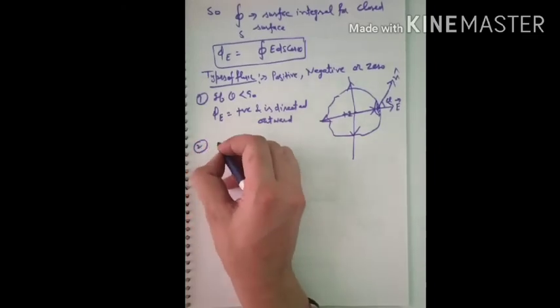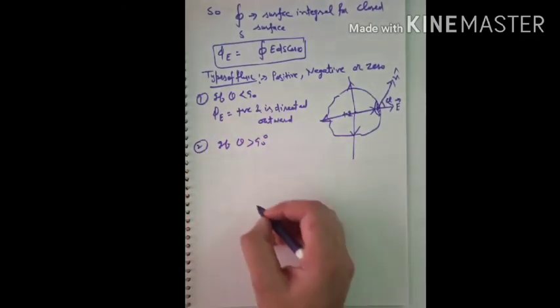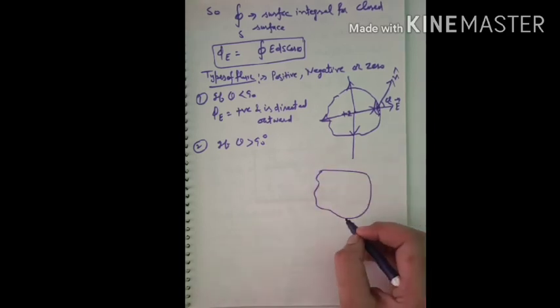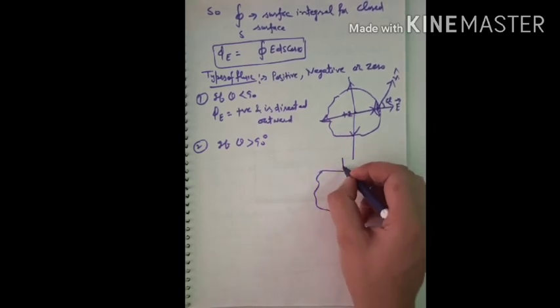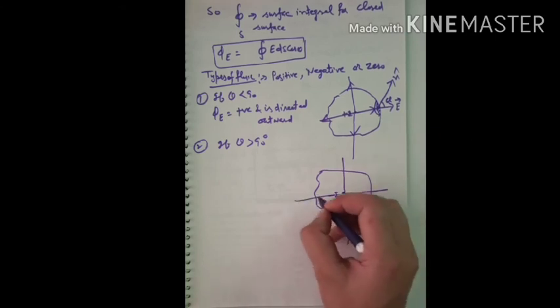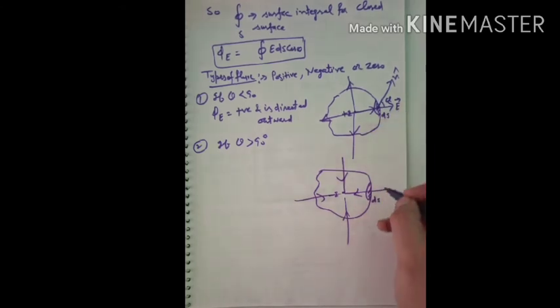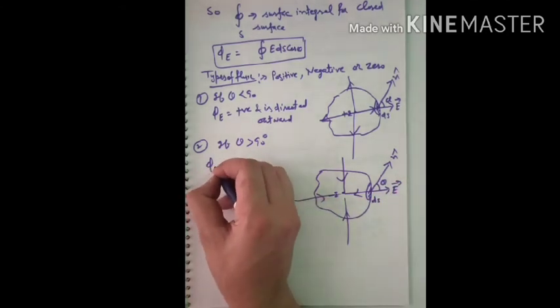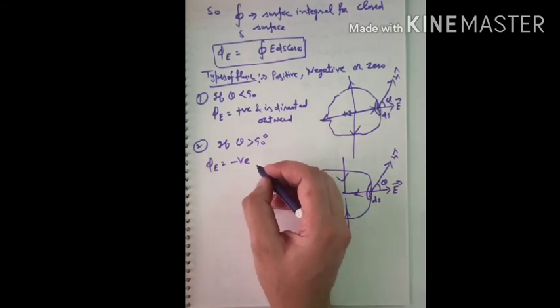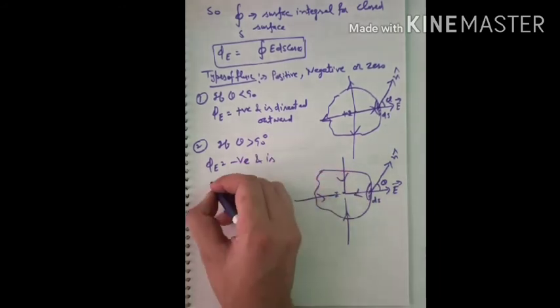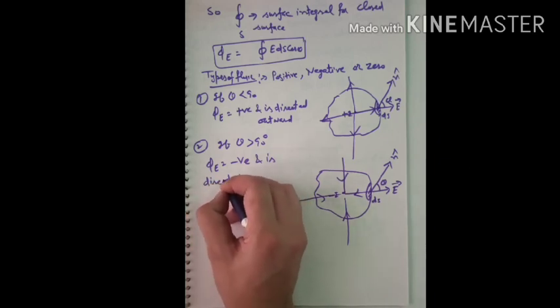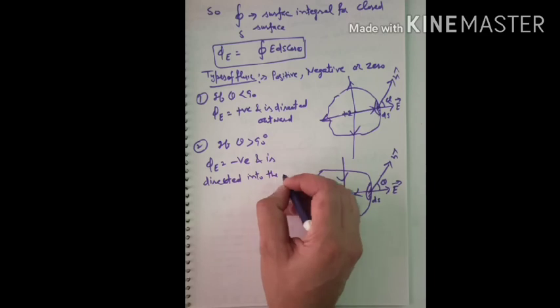Second case, if theta is greater than 90 degree, in this case if we have area S, here is negative Q charge, electric flux is in inward direction. Say that this is small area ds, this is also ds area, this is the direction of electric field, and the unit vector normal to this area is n cap, the angle between two is theta. So in this case phi E is negative and is directed into the surface.